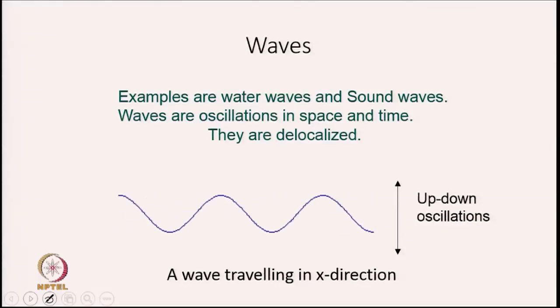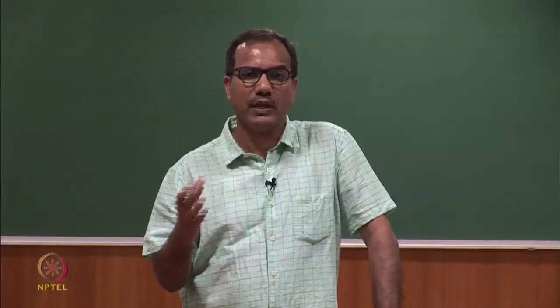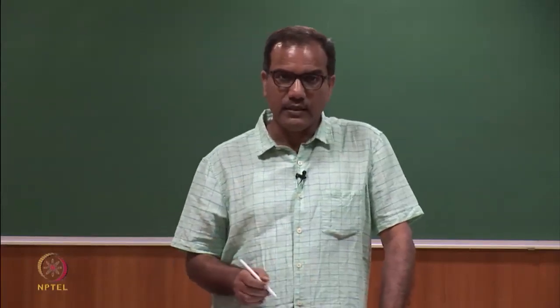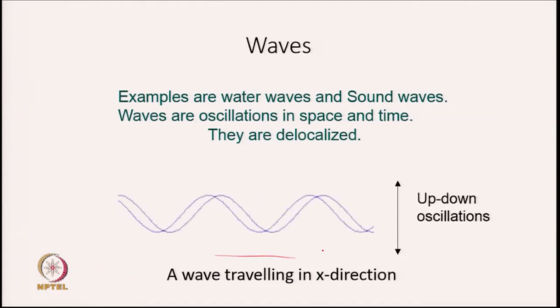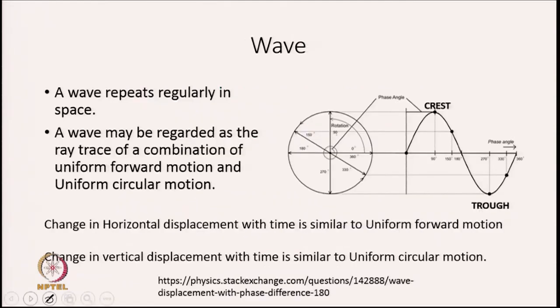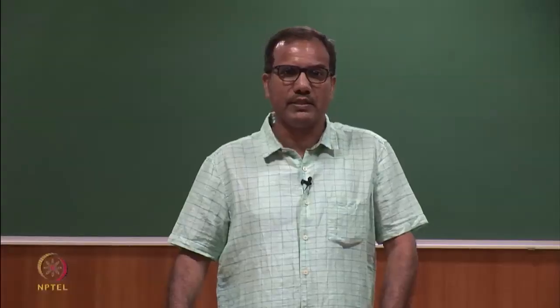Now, what are waves? You must have seen water waves and sound waves. Waves are basically oscillations in space and time. They are delocalized. They cannot be localized. You can see here that with time the wave is moving. This is a wave traveling in the x direction, and there is up and down oscillation. This is the way a wave is represented. An important point about a wave is that it repeats regularly in space.